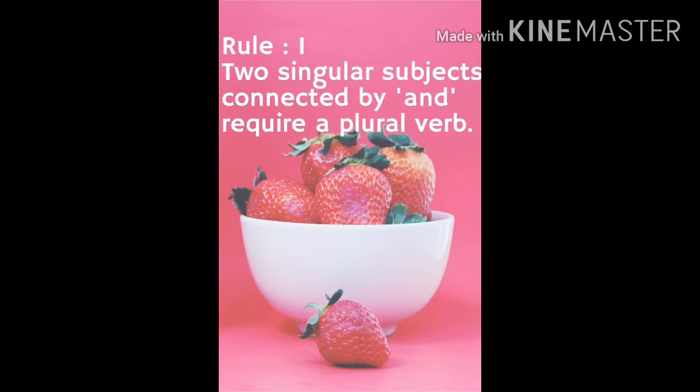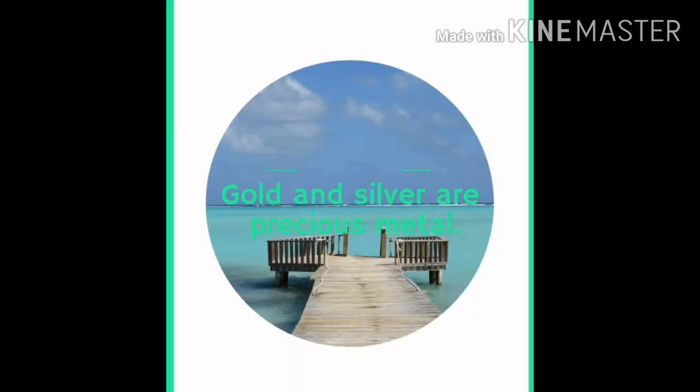First rule, two singular subjects connected by and require a plural verb. One singular subject joined with another singular subject by and requires a plural verb. For example, gold and silver are precious metals. Here gold and silver are singular subjects. Combining them both makes the meaning of those words plural. So we used are, which is plural form.